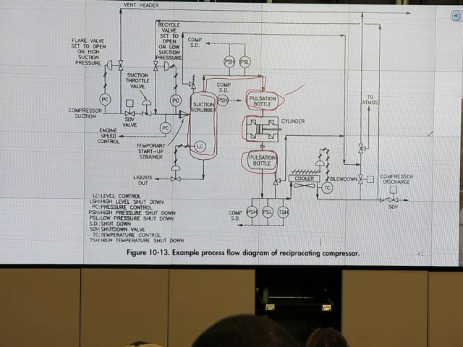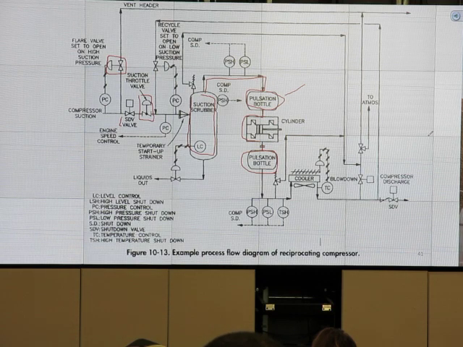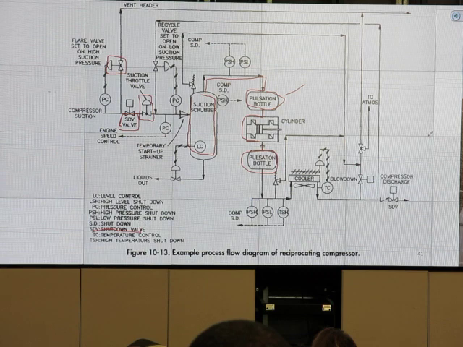What I want you to take a look at is the suction throttle valve. That valve, okay. And we also have a flare valve over there. So maybe we have an SDV. What is SDV? SDV is a shutdown valve. If we shut it down, we take it out, do some service, we can open the flare valve for a while, right? So we don't need to close everything.